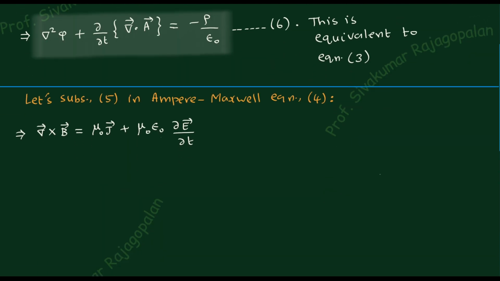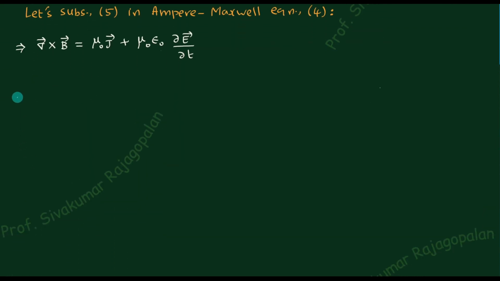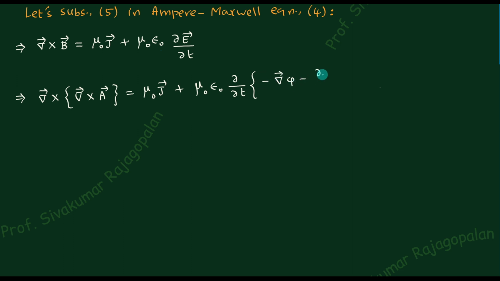And you know what to do. What we have to do is eliminate the field. So let us eliminate the field by putting del cross A here, equal to mu naught into the source term J, plus mu naught epsilon naught into, once again, you see, the electric field can be written as negative gradient of phi minus dou A by dou t.